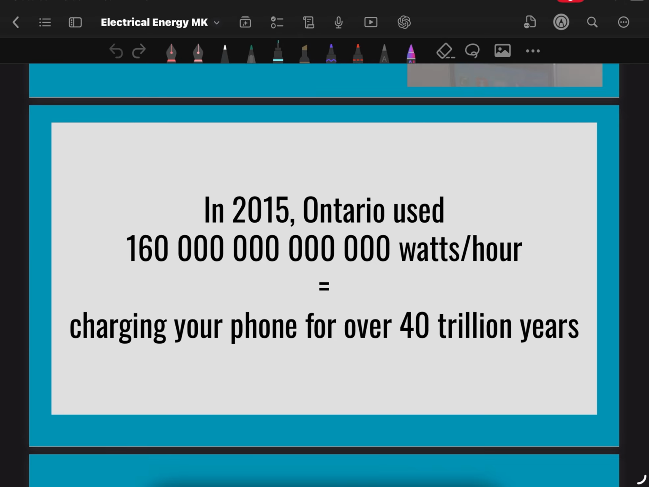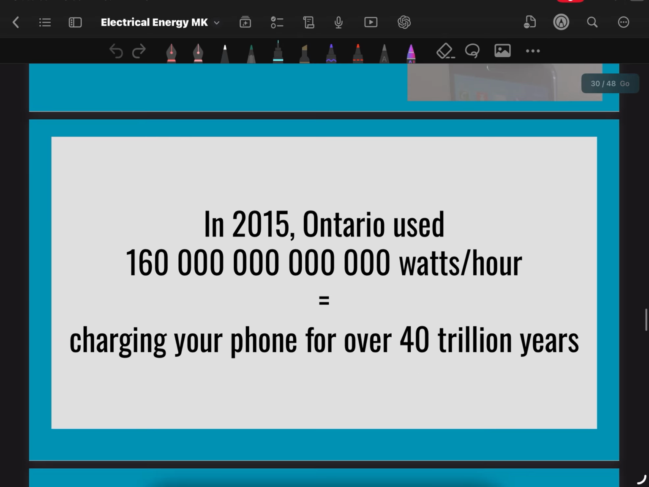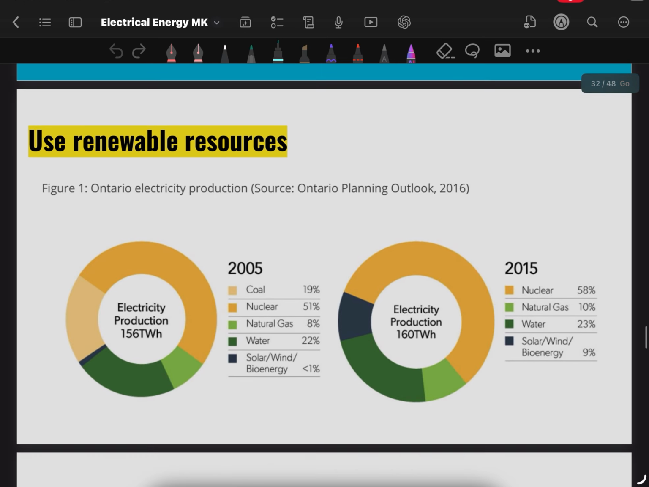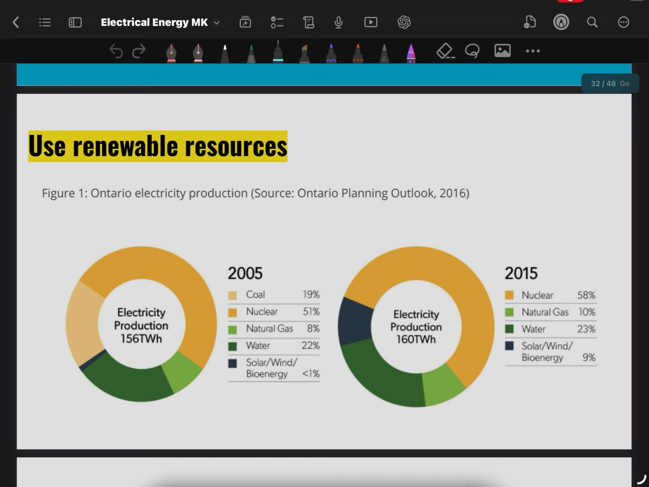Now, let me go to how we can reduce this electricity usage, because this is not very good for the environment. First of all, is using renewable resources. For example, instead of using coal, we could be going to stuff like water or solar, wind, and electricity. Here, in 2005, we can see that this usage was a lot less. But now, we can see that there's a lot more of these usages, so it's better for us.